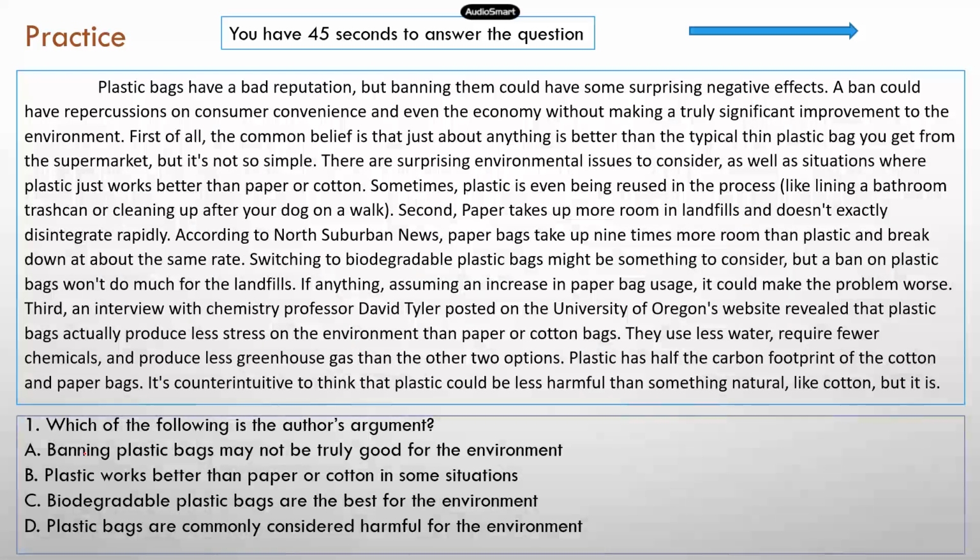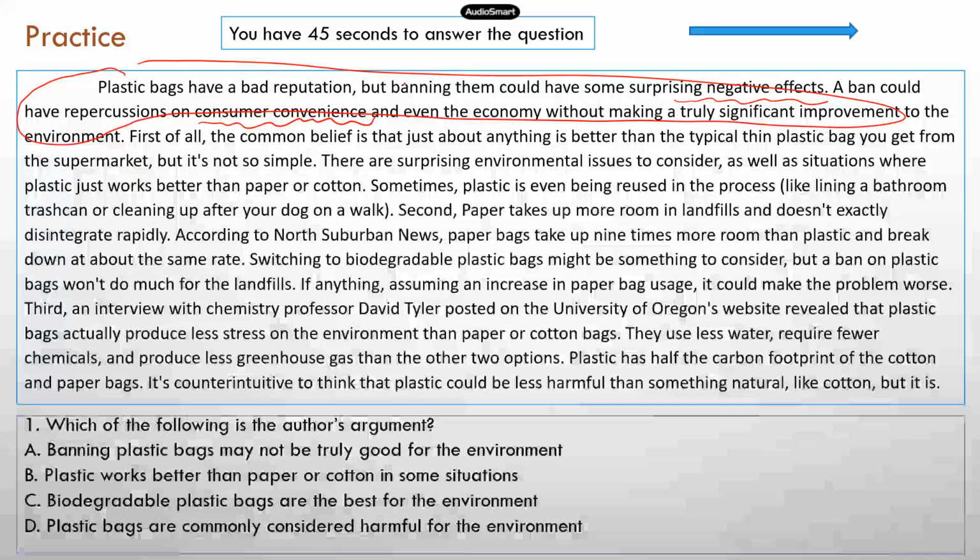Similar to the previous passage, this one also has the main argument at the beginning, right? So you can see the first couple of sentences. It's about, even though plastic bags have a bad reputation, completely banning them could have some surprising negative effect on the environment. A ban could have repercussions on consumer convenience and even the economy, without truly making a significant improvement on the environment. So that's the main argument. So which one is a rephrase of that? A, right? Banning plastic bags may not be truly good for the environment. Okay, next question.